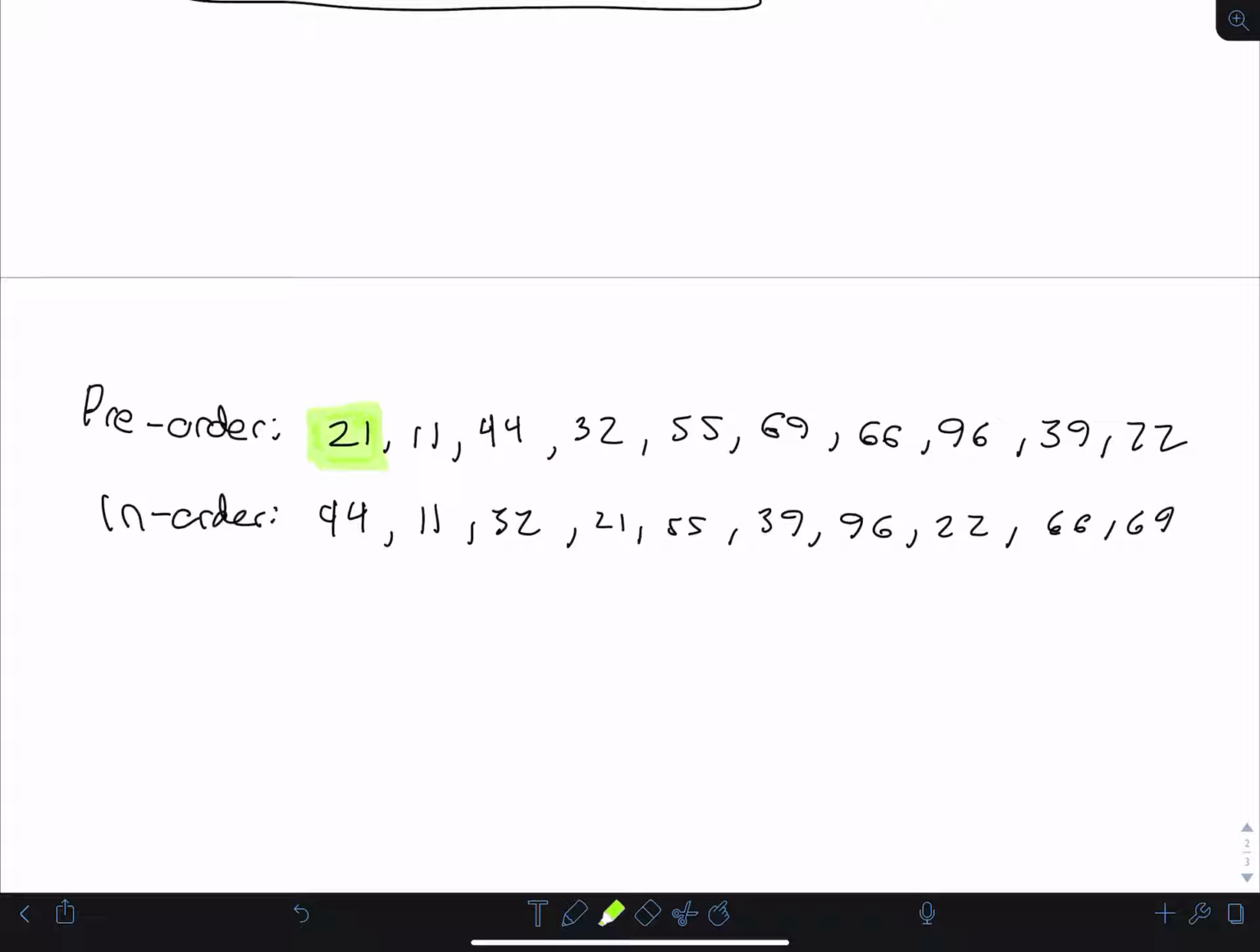So, in the pre-order traversal, the first node is always going to be the root node.